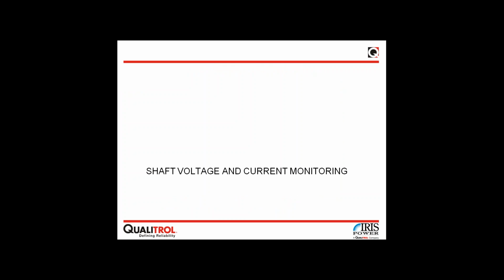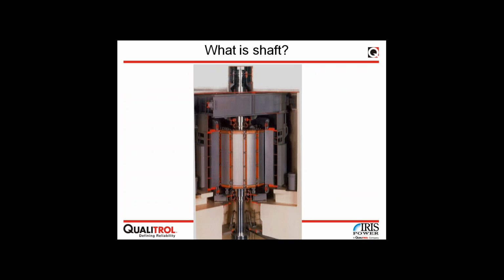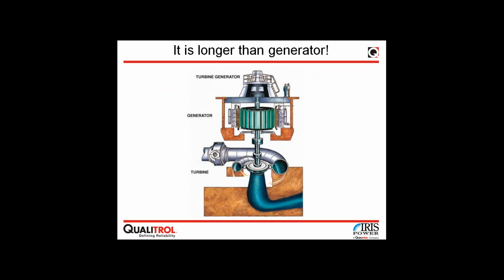Next is shaft voltage and current monitoring, and to describe what the shaft is: the shaft is the mechanical part of the machine, connecting the turbine on one end, the rotor in the middle, and the exciter on the other end. Right here on this picture, we can see only the top, which is the exciter, and the rotor, there is no turbine. But on the next one, you can see the complete thing, and it is longer than the generator.